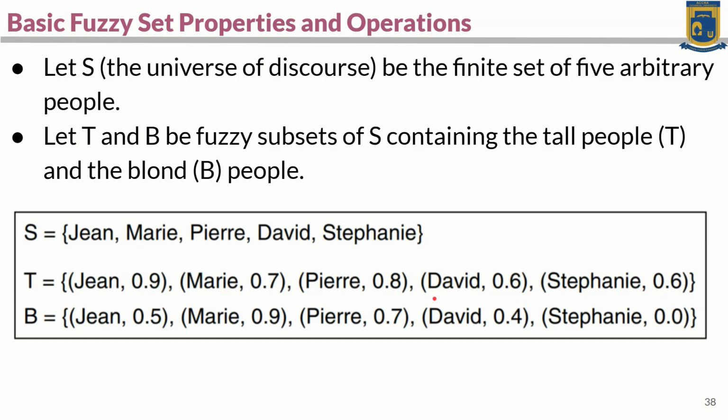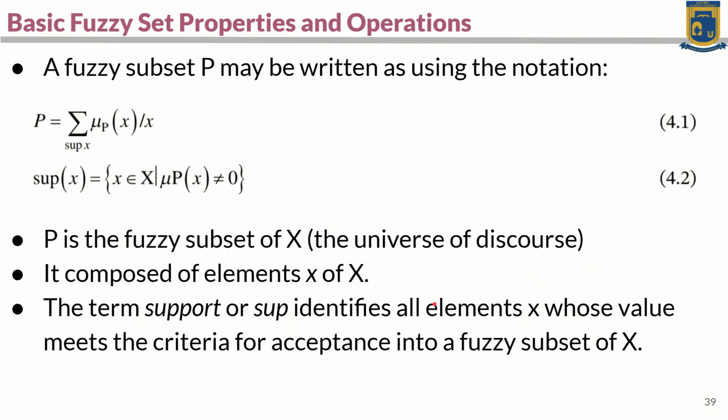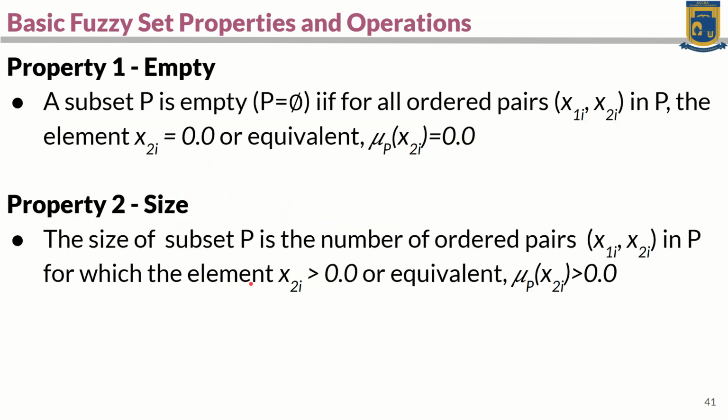You can stop me if you have a question. All right, so here we said a fuzzy subset P may be written using this notation. You'll be seeing this a lot as we go on. Say P is a fuzzy subset of X, which is the universe of discourse, composed of elements. So here we are considering a subset of our universe of discourse. You'll be able to get this when we start talking about some examples.